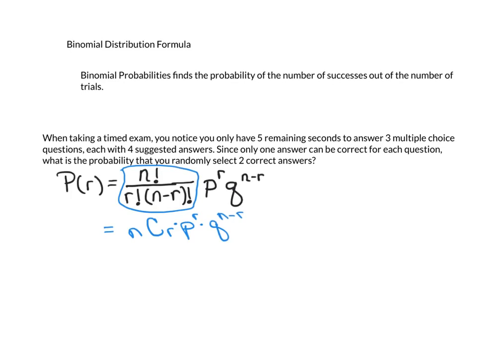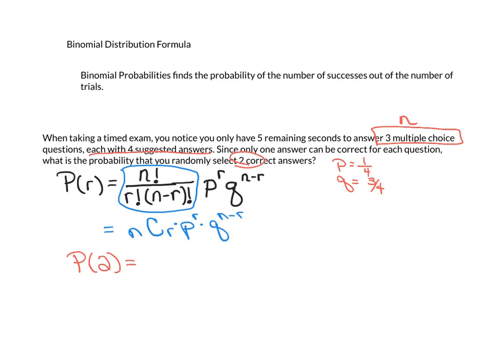So for this problem, we're asked, what is the probability that we randomly select 2 correct answers? So we're looking for P of 2. The number of trials is 3, since we have 3 multiple choice questions, and each question has 4 suggested answers. So the probability of getting the answer right is 1/4. We have 1 out of 4 chances to get the answer correct, which means that the probability of failing is 3 out of 4.